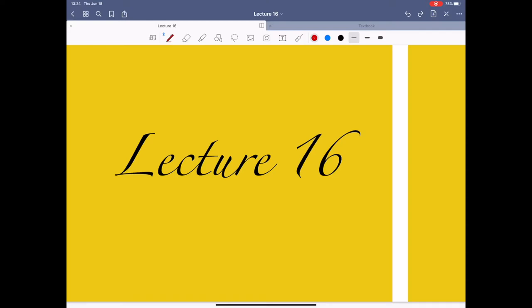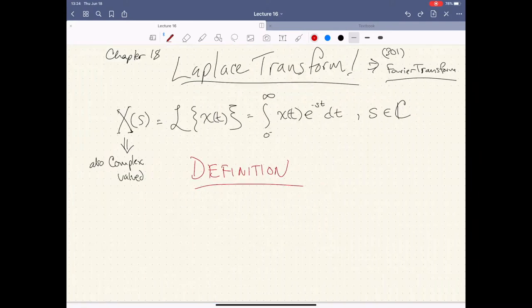Okay, noble adventurers, let's begin our quest to find the Laplace transform. Okay, here it is. We got it. We're done. Everyone go home. You are already home. Okay.